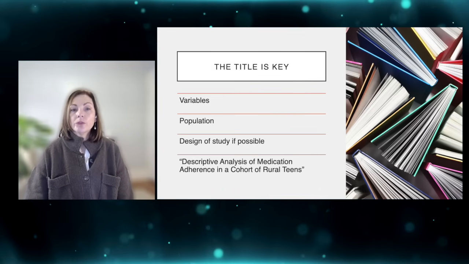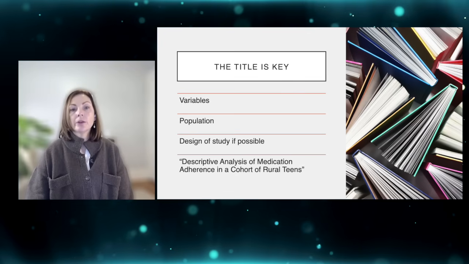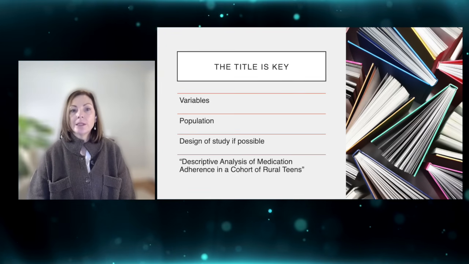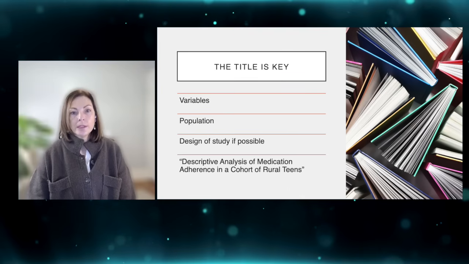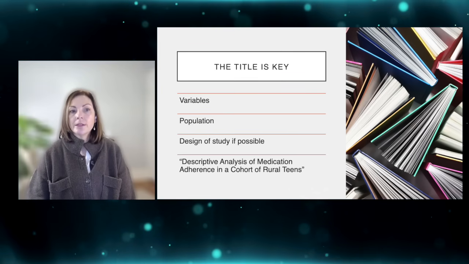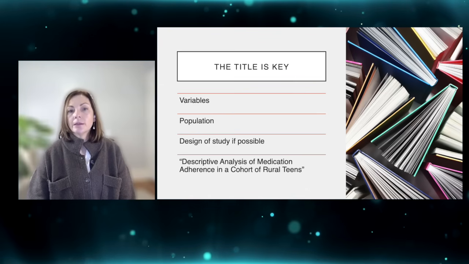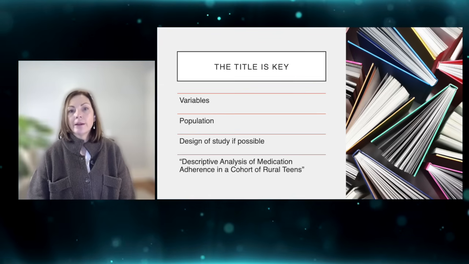When you do write down your title, make it count. Include your key variables like the population you studied, and if possible, the design of your study. Here's an example: descriptive analysis of medication adherence in a cohort of rural teens. This title is very clear, specific, and informative.